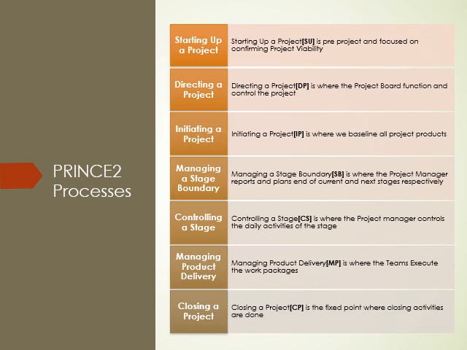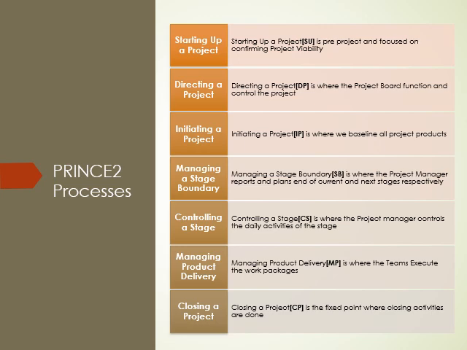Starting of a project process is where we confirm the viability of a project. That project can be achieved, the project is worthwhile, and all that. Directing the project process is where the project board establishes their own control over the project. Initiating the project process is where all baselines are created, where we define most of the things we're going to be using during the project, how we're going to run the project, and we create the project initiation documentation there.